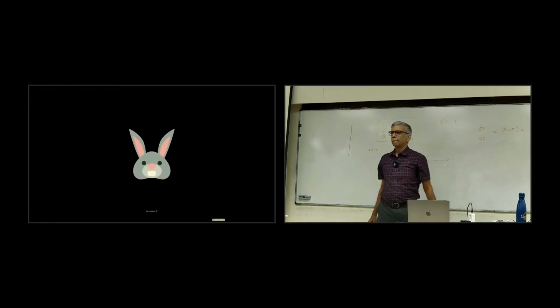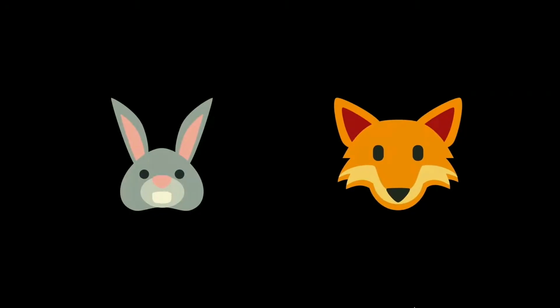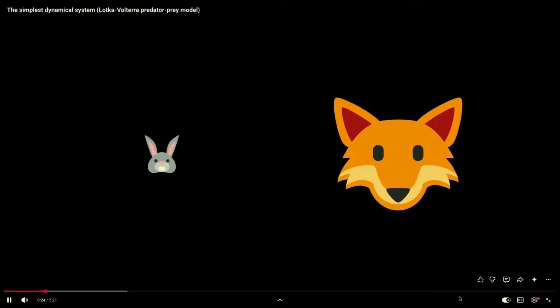Imagine a population of rabbits in some nice plain field. The sun is shining, there is plenty of food, and they can reproduce as much as they want. But now a small population of foxes appears, and because they find all of those rabbits, they too have plenty of food to reproduce. Now, as more and more foxes appear, the rabbit population diminishes, right until the foxes don't find enough food anymore and stop reproducing.